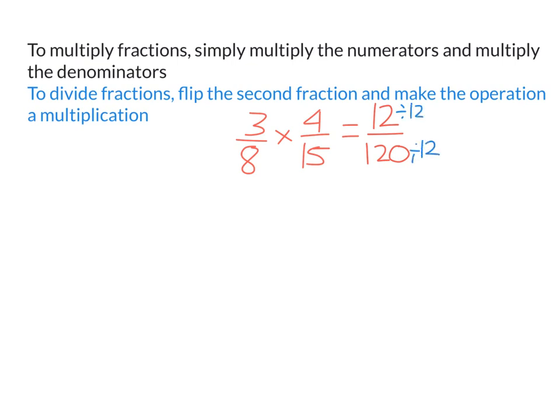So 12 divided by 12 is just 1. 120 divided by 12 is 10. This fraction here and this fraction here have the same value, both equal to 0.1.